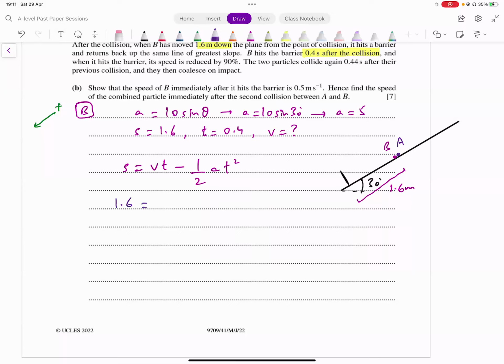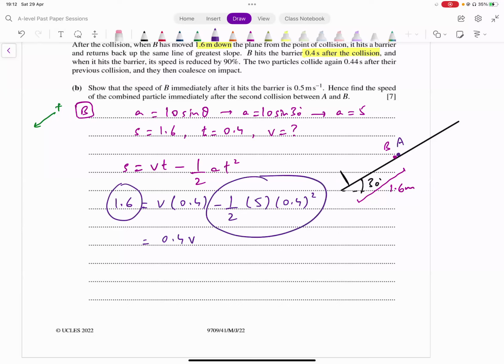S is 1.6. V is unknown. Time is 0.4 minus half into A is what? 5 into 0.4 square. We solve this equation and find the value of V from this. Okay, वो देख लें आपके पास क्या आती है. We'll get 0.4V equal to 1.6 plus this whole thing: 1.6 plus 5 into 0.4 squared divided by 2. And that is giving me 2 on the other side. V turns out to be 2 over 0.4, which is 5 meters per second.